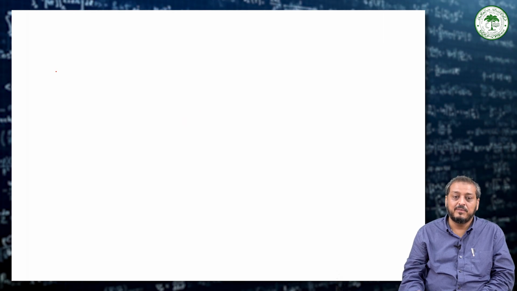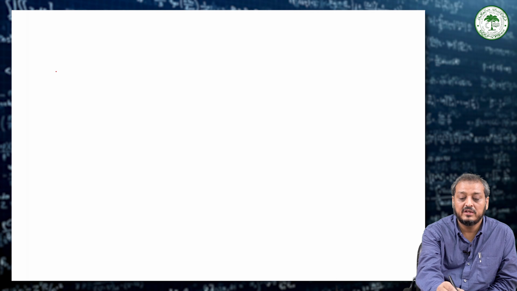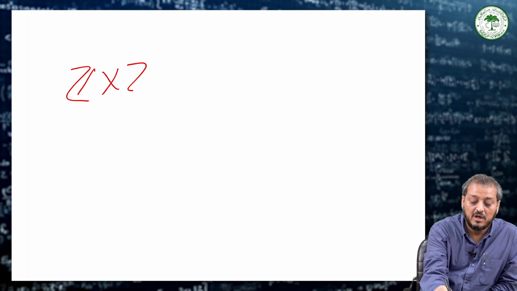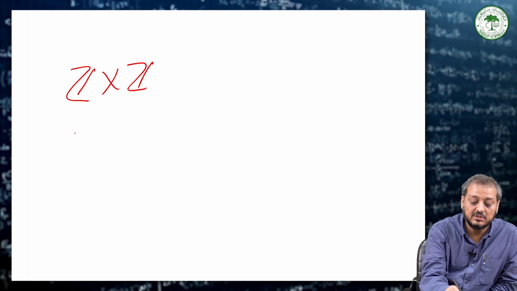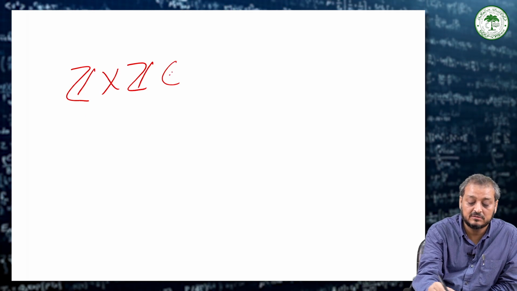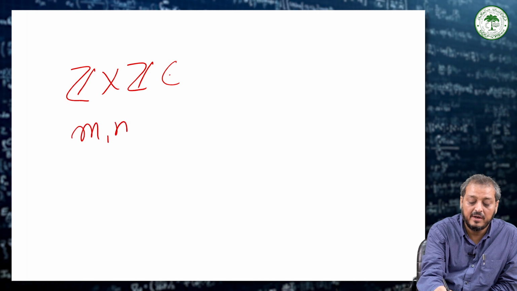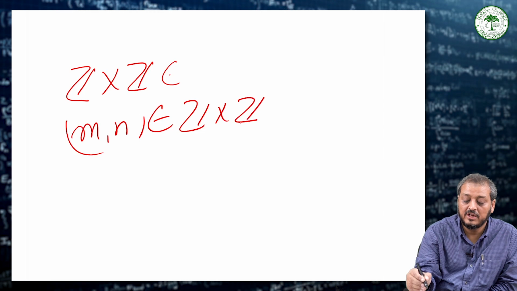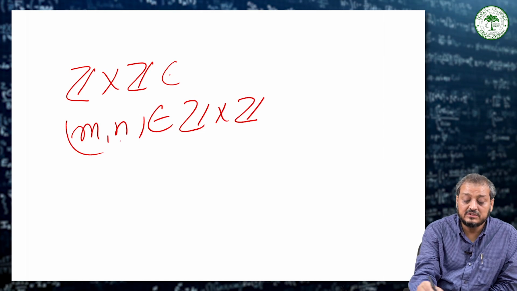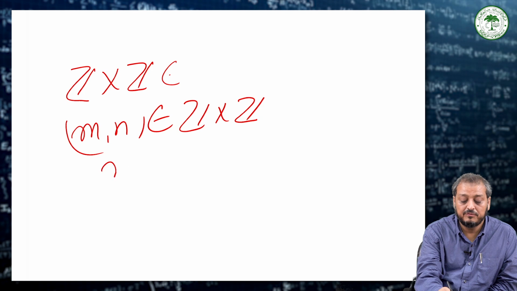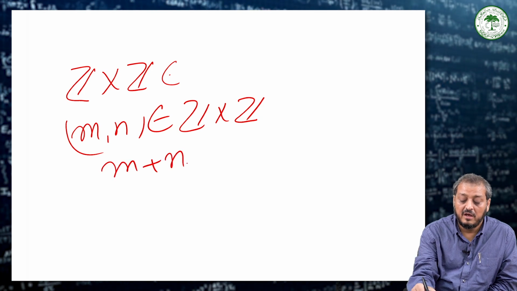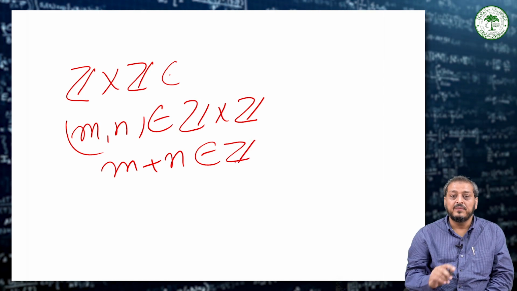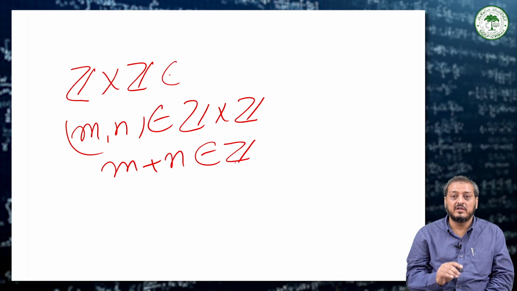We start with the binary operation. We take the set of integers, Z cross Z. We take two integers as the elements. m and n are an ordered pair from Z cross Z to Z, and if we take the sum m plus n, this is again an integer, and it gives you a unique integer in this set.